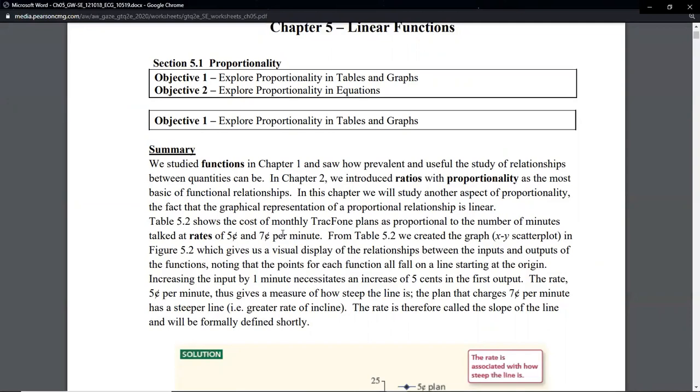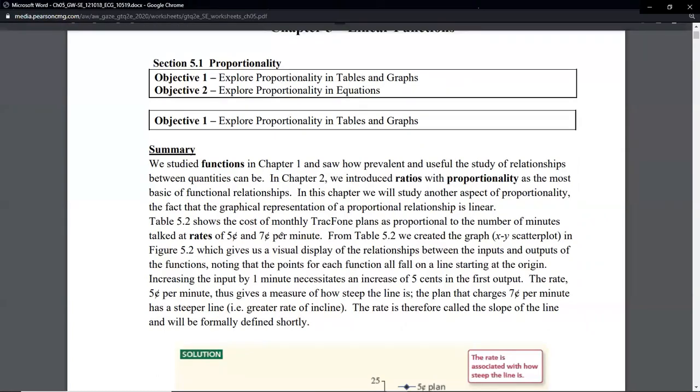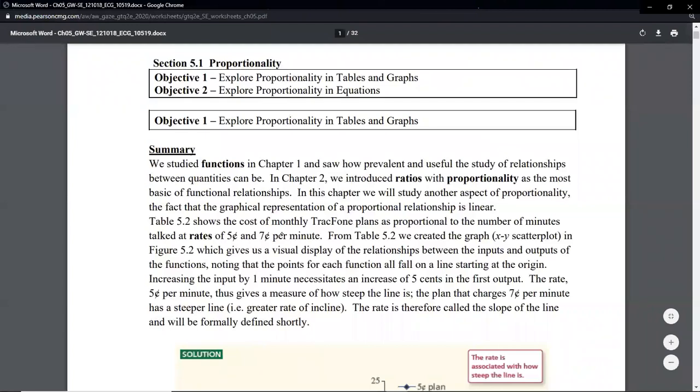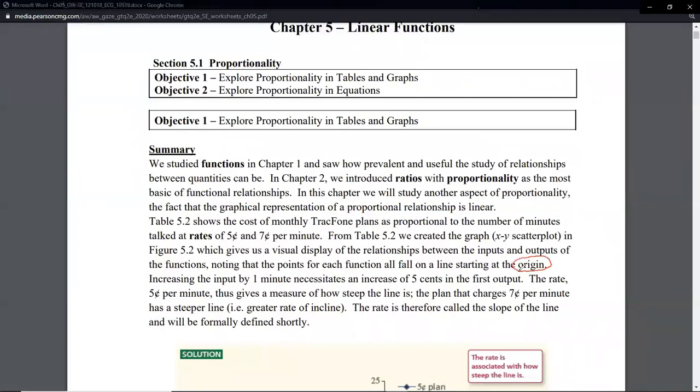Spoilers, hidden fees. So from table 5.2, we created a graph, an XY scatter plot, coordinate pairs, rectangular coordinate system, Cartesian coordinate system, all that stuff's the same thing, which gives us a visual display of the relationship between the inputs and outputs, inputs being the number of minutes, outputs being the cents. Noting that the points for all functions fall in the line starting at the origin. Now, this right here, starting at the origin, spoilers for later, but this is what makes them proportional.